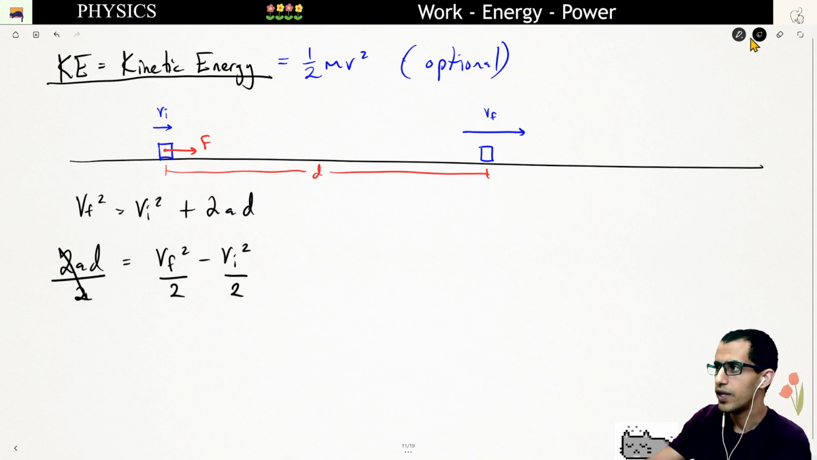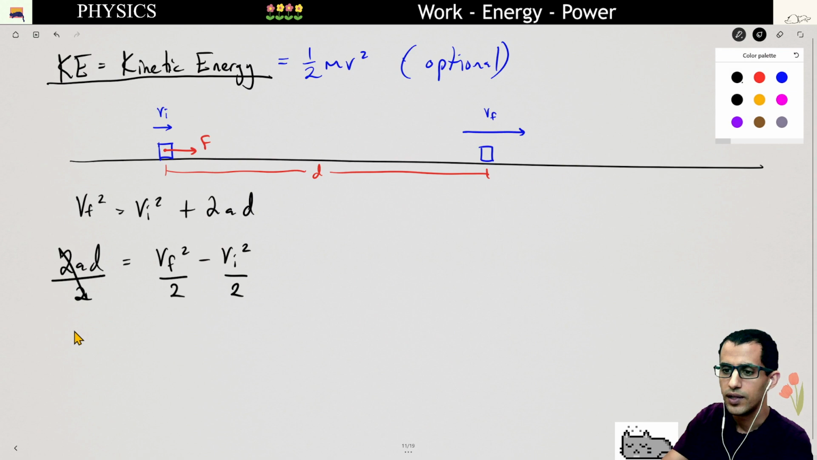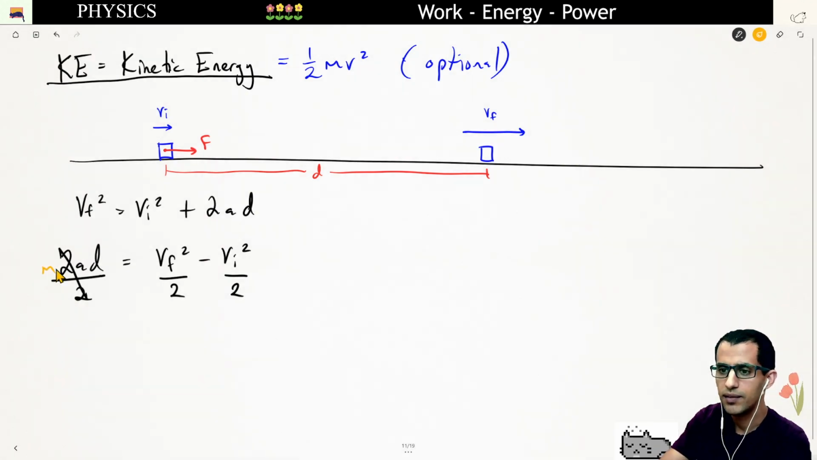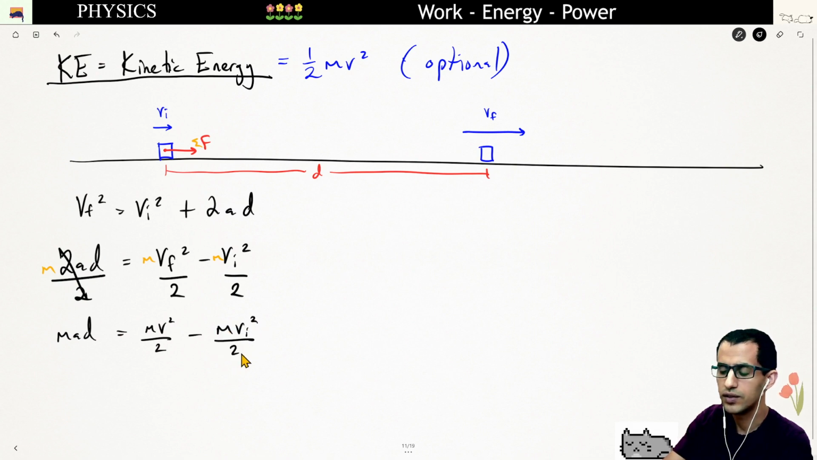So we end up with, let's also multiply both sides by m, because m times a is going to give us the net force acting on the object. So multiply both sides by m. And now we end up with the equation ma times d is equal to mv squared over 2 minus mv initial squared over 2. M times a we said is net force.